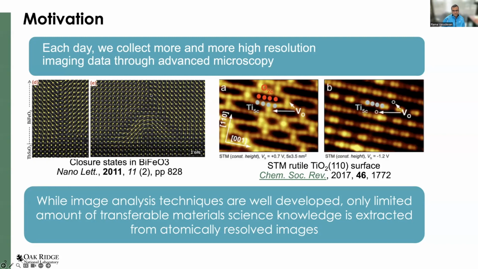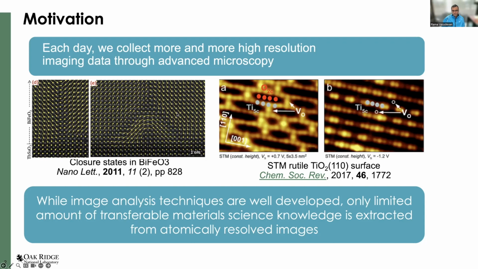But the point is that these sorts of images are now not necessarily routine, but certainly relatively straightforward to acquire on many different kinds of samples. Similarly, with scanning tunneling microscopy, you can have a look at individual atomic scale defects, and you can manipulate defects with scanning tunneling microscopy. And so we're collecting these kinds of images every single day, right, of thousands of microscopes around the world. And so while image analysis techniques are well developed, I think there's only a limited amount of transferable material science knowledge that we actually gain from analyzing these images in more traditional routes. And so what we really want to do is find out what an image actually encodes.